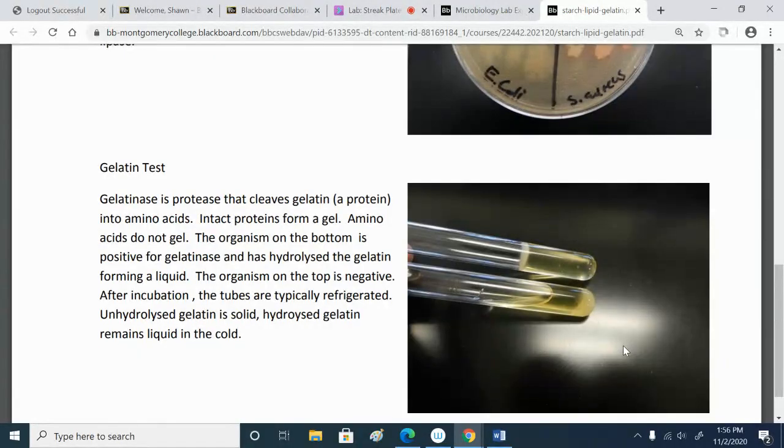So the key thing to remember is after incubation, you must refrigerate the gelatin tubes and cool them down. If the liquid stays, then the gelatin has been hydrolyzed. If the gelatin goes back to being solid, no hydrolysis.